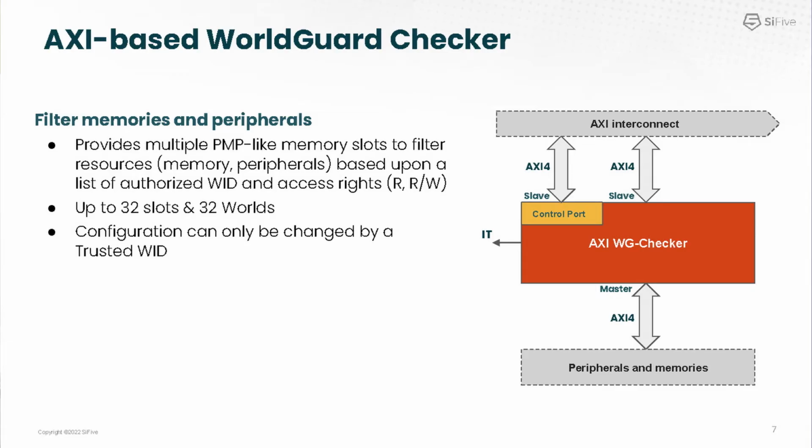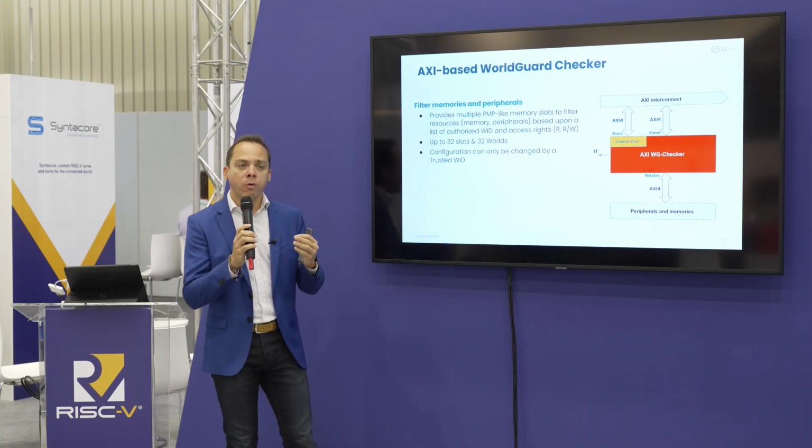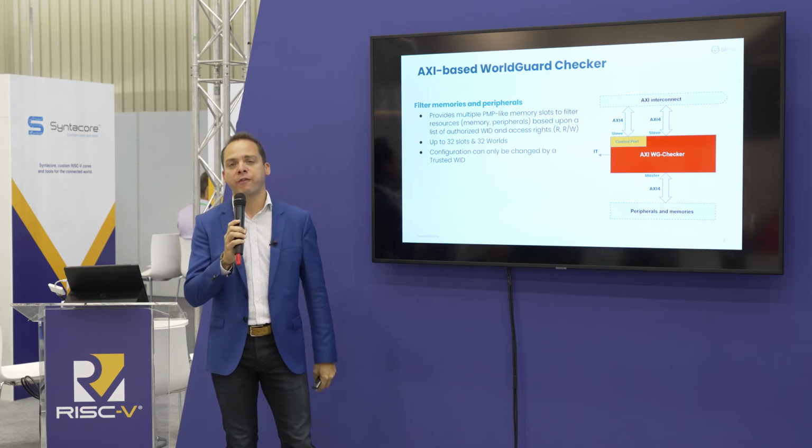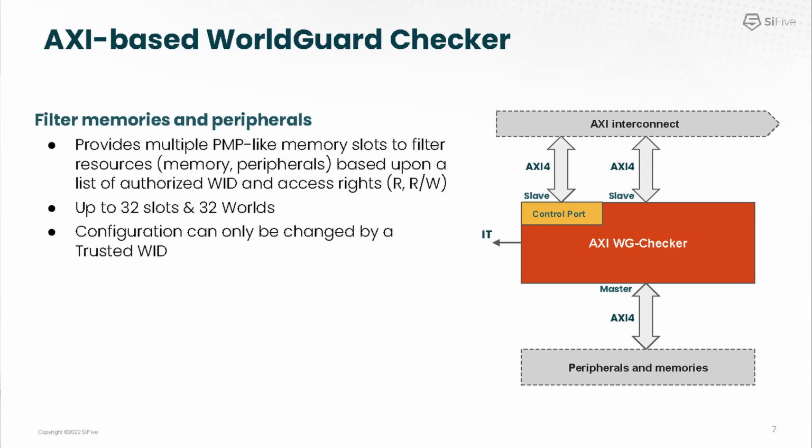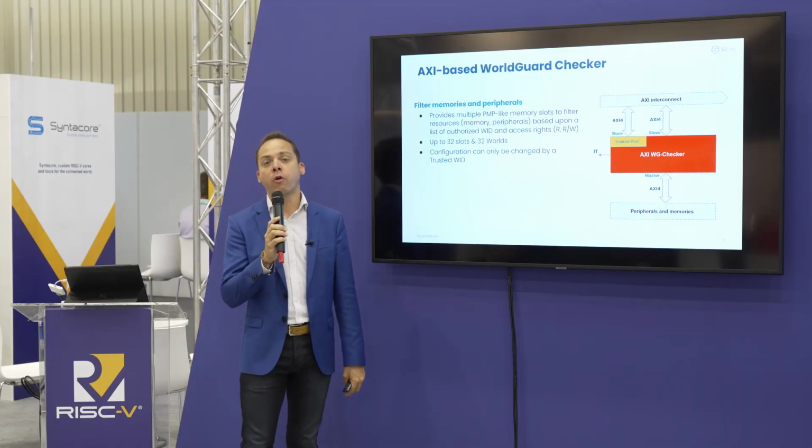So we have a number of memory slots where you define the memory start address and the length and the attributes like read or read-write attributes. The main difference here is that on the WorldGuard checker, compared to the PMP found inside the core, we have many more memory slots. We have up to 32 slots. That gives you strong flexibility to define multiple memory configurations where you share memory between different worlds, or you can have exclusive access to a memory slot for one particular world.